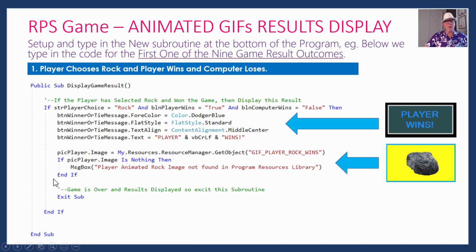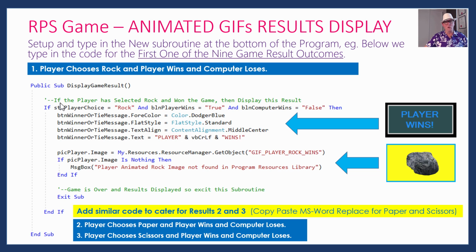So that's the first end if, and we're going to have to write 8 more end ifs like this. So we're going to have 8 more because there's 9 altogether, remember? We just listed them out. There are 3 for the player winning, 3 for the computer winning, 3 for ties. So this is one of 9 that we need to write. So there's 8 more to go.